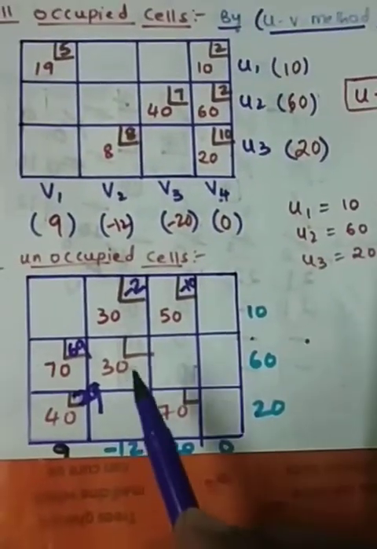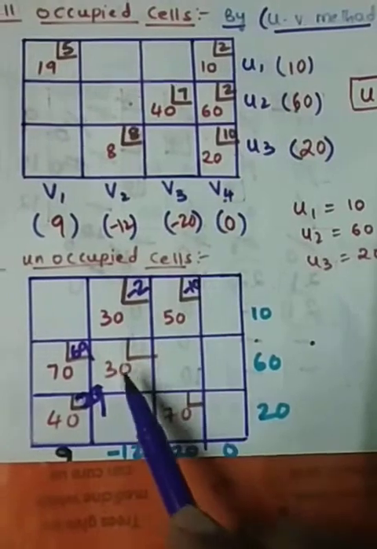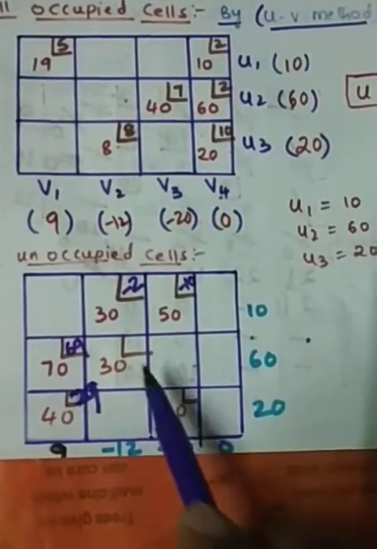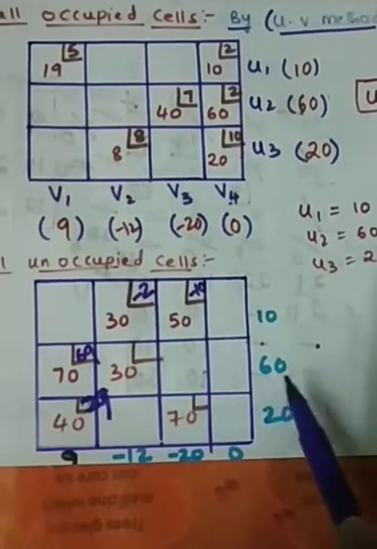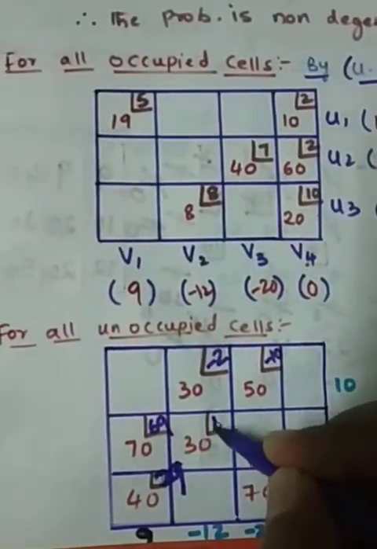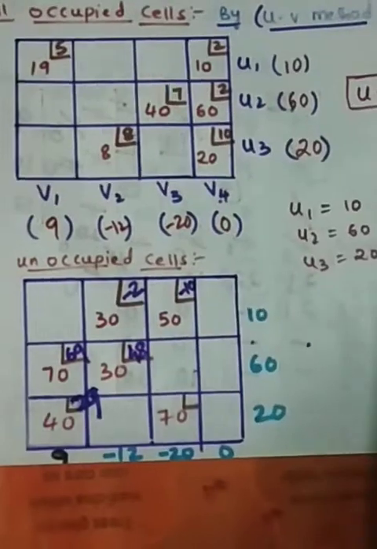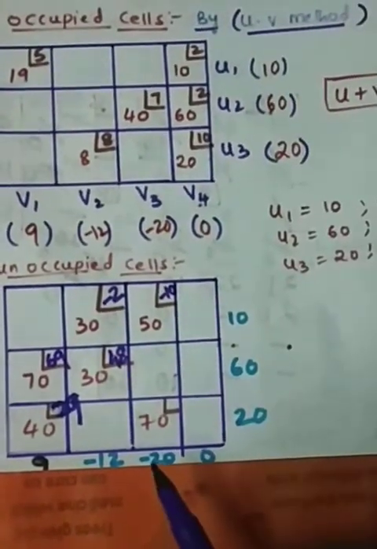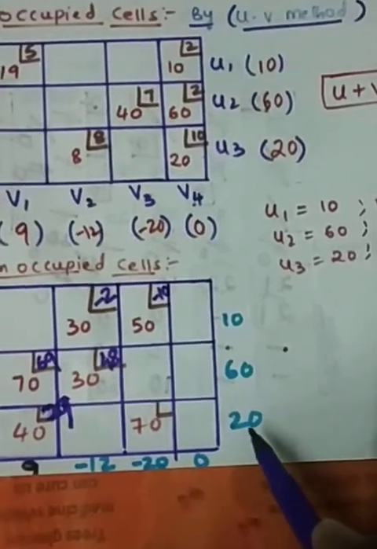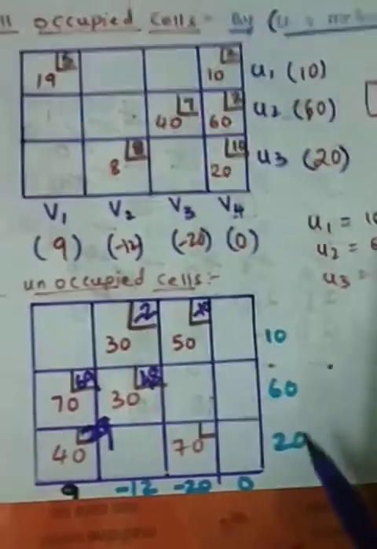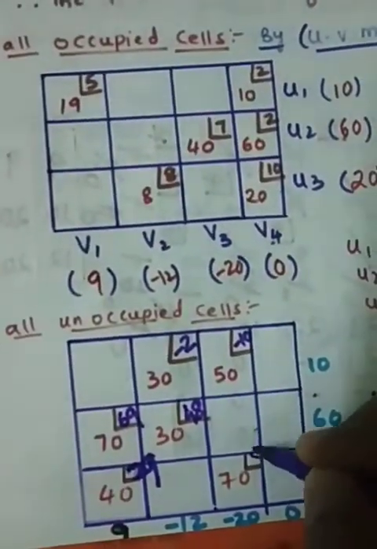Okay. Similarly I consider this particular cell. Corresponding to the column minus 12. Corresponding to the row the value is 60. Minus 12 plus 60 is 48. Okay. Next I consider this particular cell. Here it is minus 20. Next here it is plus 20. Minus 20 plus 20 is 0.